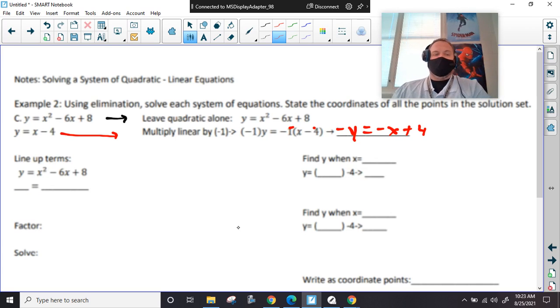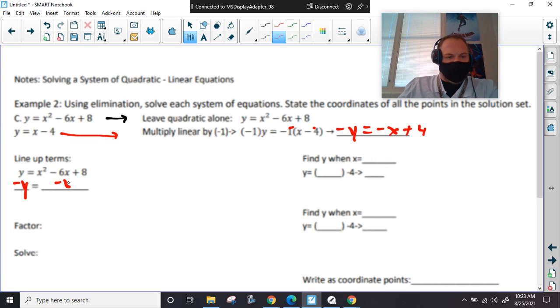Now, we have to line up our terms. Okay. So for those people that are OCD and have stuff organized, we're going to line it up. So I'm going to make sure this x goes right here. And this 4 goes right here. All right.